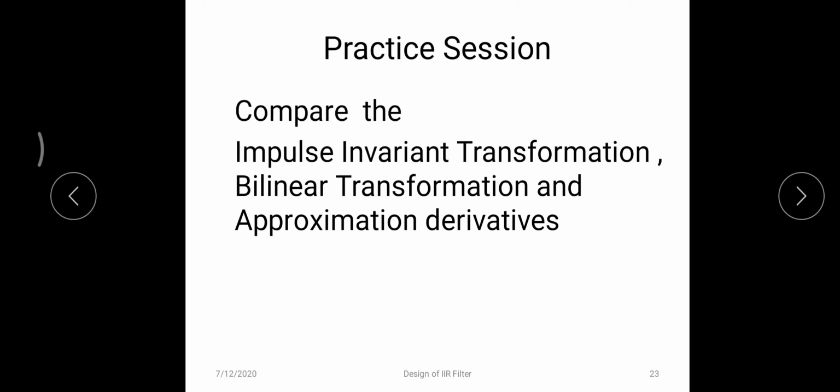There are three different approaches to design an IIR filter, that is impulse invariance, bilinear, and approximation of derivatives. Among all these three, bilinear transform is 1 to 1 mapping, and impulse invariance is many to 1 mapping. Many to 1 mapping may produce the aliasing effect, but that is a linear transform. In the case of bilinear, it is a non-linear transform, so the warping effect will be present.